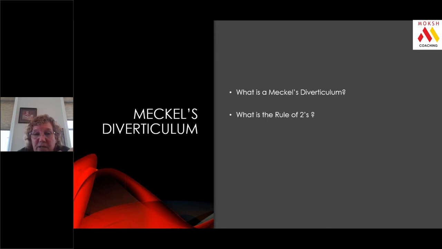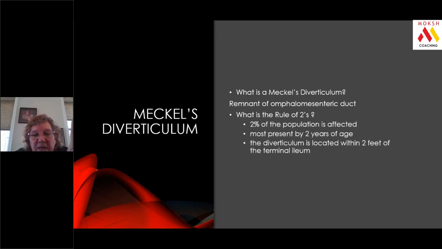Now, the Meckel's diverticulum is the other one they like to put on board exams. And what is it? You need to know that it's a remnant of the omphalomesenteric duct. So it's something that was left over. The rule of 2s is very helpful, although the reason we have to know about Meckel's, remember I told you, you have to know common things like appendicitis, and then you've got to know the things that can get you into trouble. And Meckel's diverticulum can get kids into trouble.